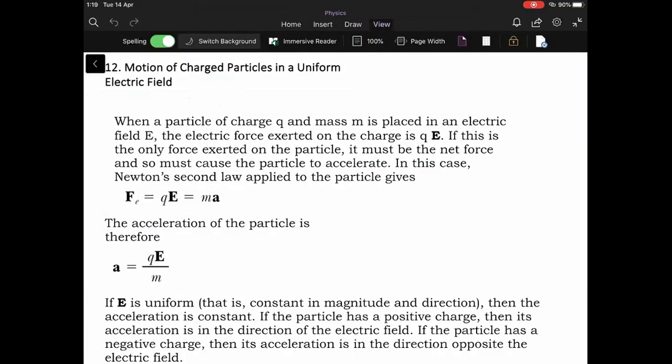The next topic in this chapter, and this is the last topic of the chapter. Actually, your electrostatics is divided into 4 to 5 different parts. The first part of electric field and Coulomb's law is over by today.